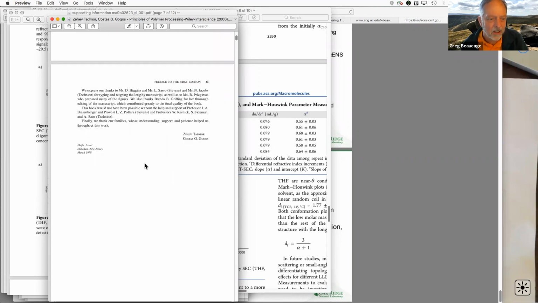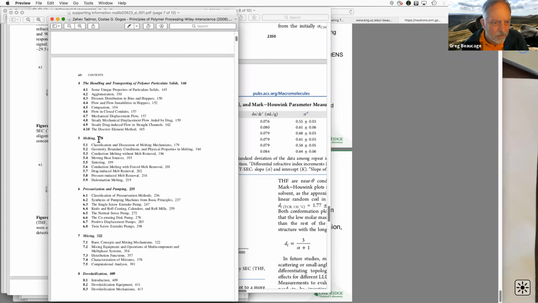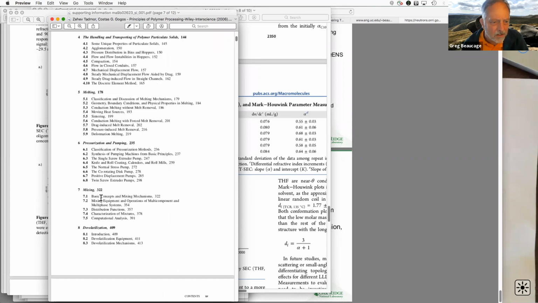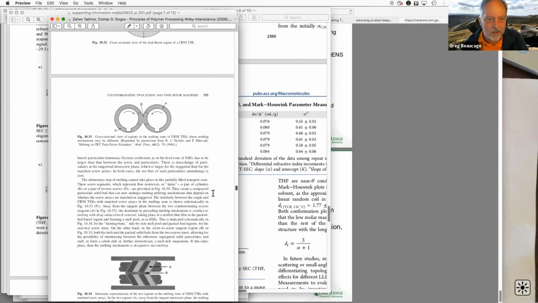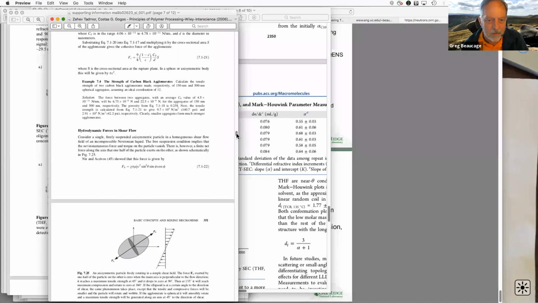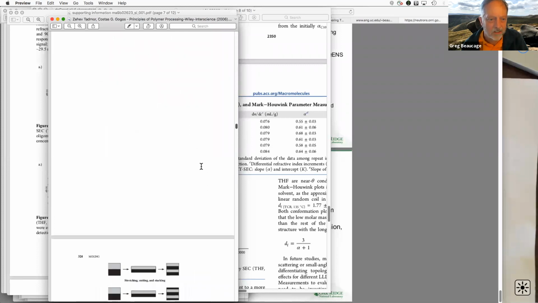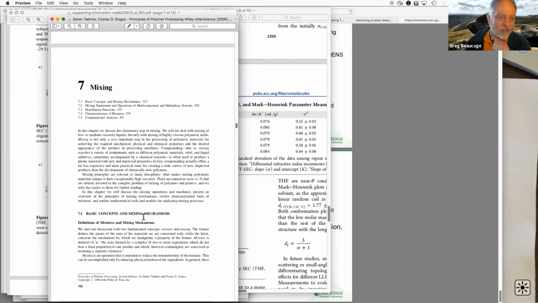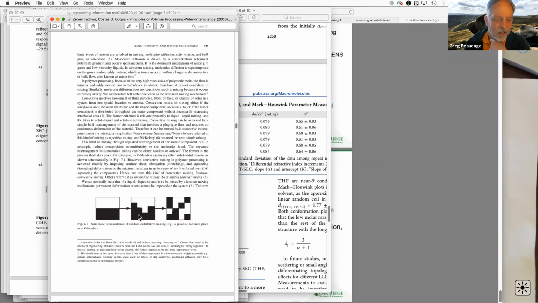So there's a lot in this book. Mixing is page 322, so actually directly the middle. This is a pretty comprehensive book. I like the mixing chapter though, because they really explain how you can use physics in processing. They talk about how things break apart and shear fields.